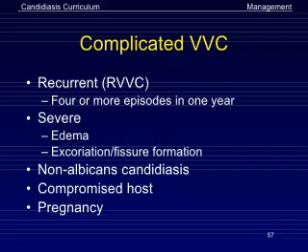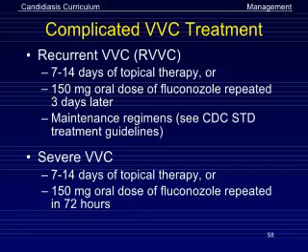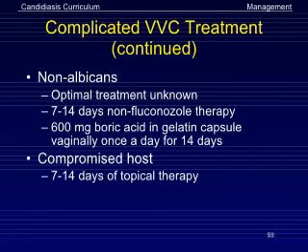Complicated cases of vulvovaginal candidiasis include recurrent cases, 4 or more episodes per year, severe cases, non-albicans candidiasis, compromised host, and pregnancy. This slide shows treatment of recurrent and severe cases. Non-albicans cases are treated for 7 to 14 days by non-fluconazole therapy, 600 mg boric acid in gelatin capsule, vaginally once a day for 2 weeks.